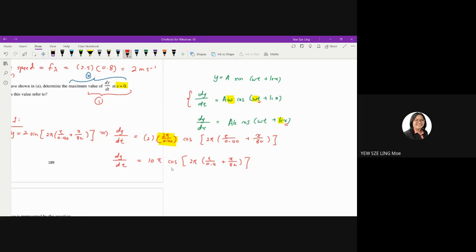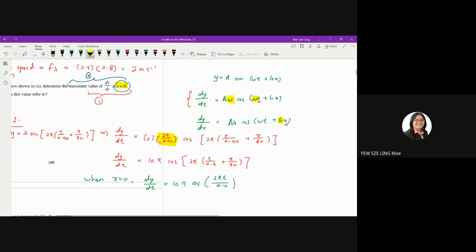Now that you have dy over dt, next you substitute x equals 0 into the equation. That is the first step, finding the value of dy over dt at x equals 0. When x equals 0, dy over dt equals 4 pi cos (2 pi t over 0.4). That's it. So this is what happens in step number 1, where you obtain an equation for dy over dt at x equals 0.